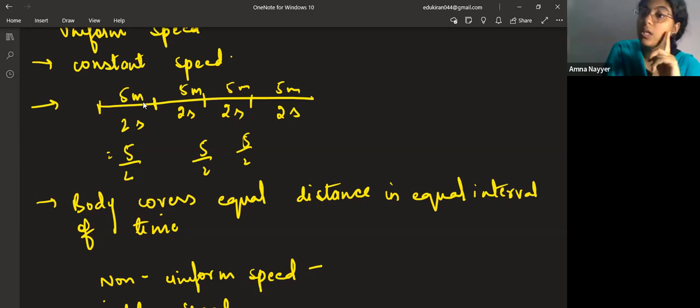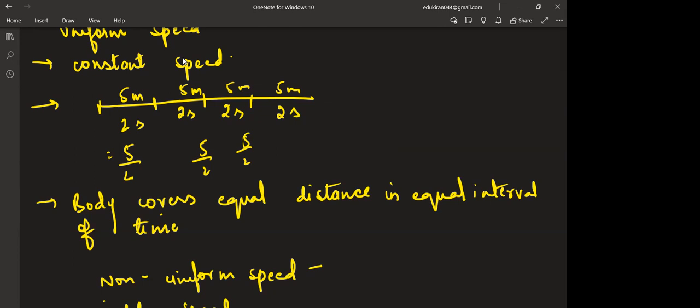So if you have a particular duration, you will use the formula. But if you get a very particular instant of time, you will be using differentiation. You will directly differentiate it and then put in the value of whatever instant is given. Fine. So in this way you have to find out for non-uniform speed.